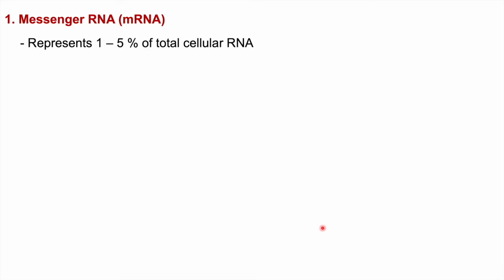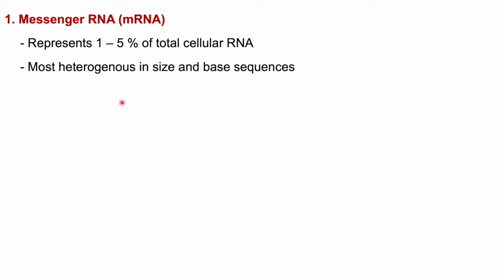Now messenger RNA represents only 1 to 5% of total cellular RNA. However, it represents 50% of total RNA synthesis, and messenger RNAs are very important as they carry the genetic information from DNA, and that genetic information can be utilized to synthesize protein. Now they are most heterogeneous in size and base sequences, therefore it can also be a 1,000 base pair long molecule.